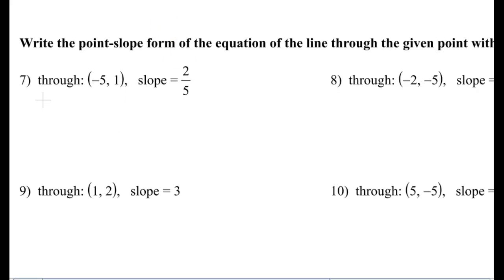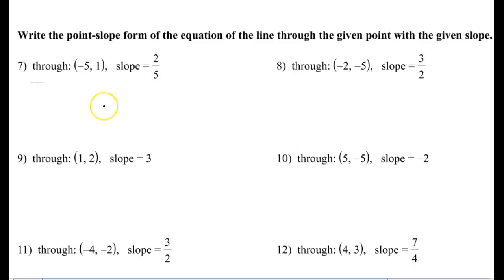So read the directions. Sometimes the directions are a quiz in themselves. Do you understand them? Do you know what you're supposed to do by reading this? Okay. So you write in point slope form. What is point slope form? y minus y1 equals m, parentheses x minus x1. So you have to know what point slope form means in order to answer the question.